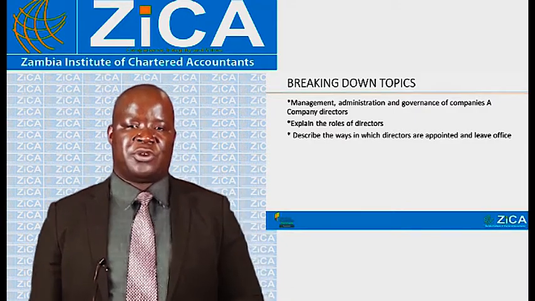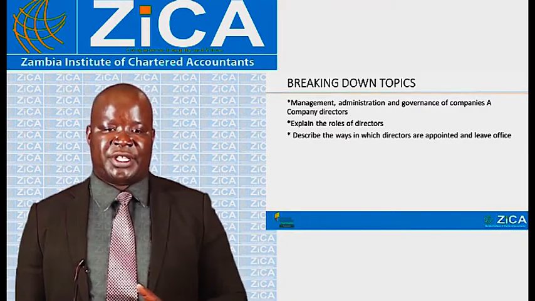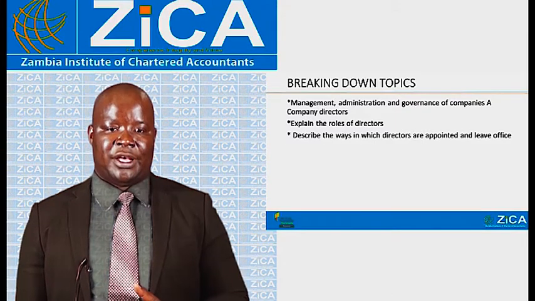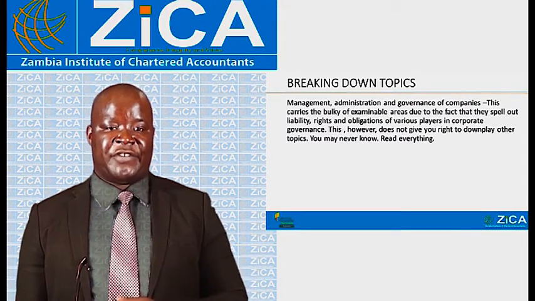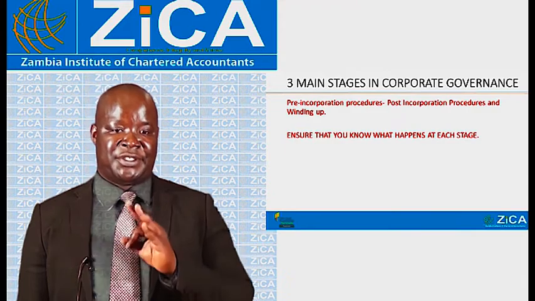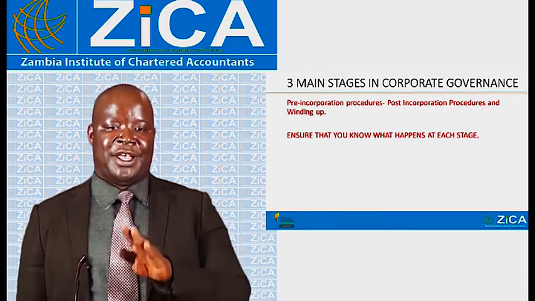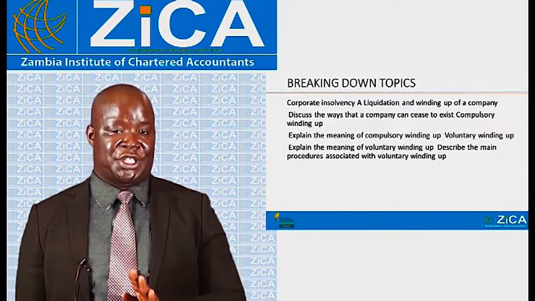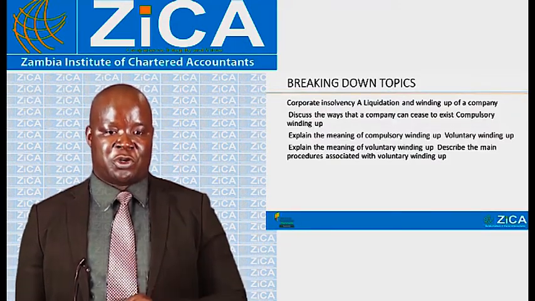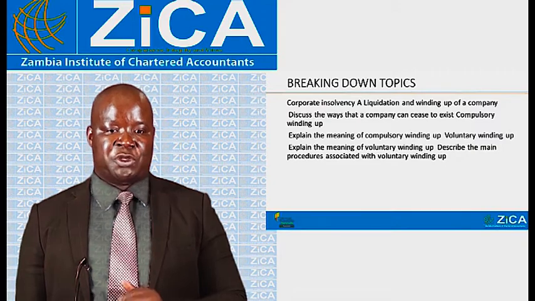Understand also the role of directors. I've already re-echoed this in full. Okay? We have got 3 main stages in corporate governance. 3 main stages. That is pre-incorporation procedures, post-incorporation procedures, and winding up. Ensure that you know what happens at each stage. Then as a student, you'll be good to go. Okay? I don't expect you to struggle.